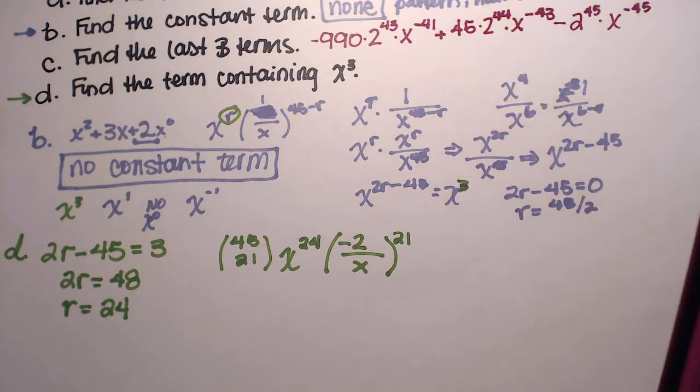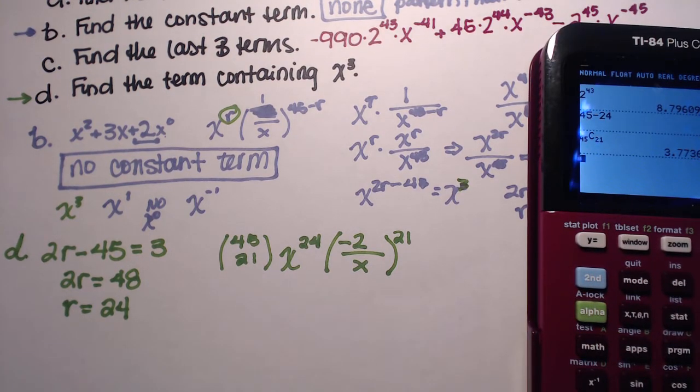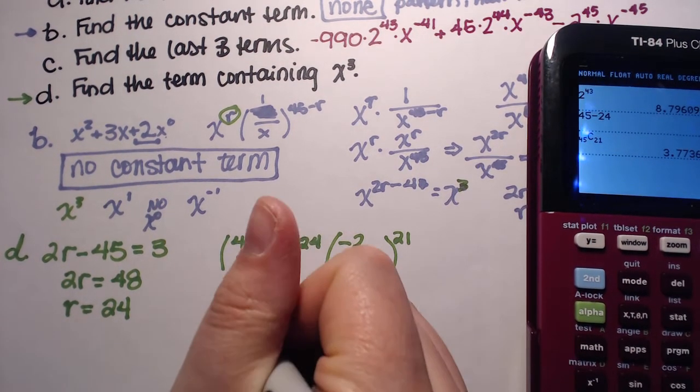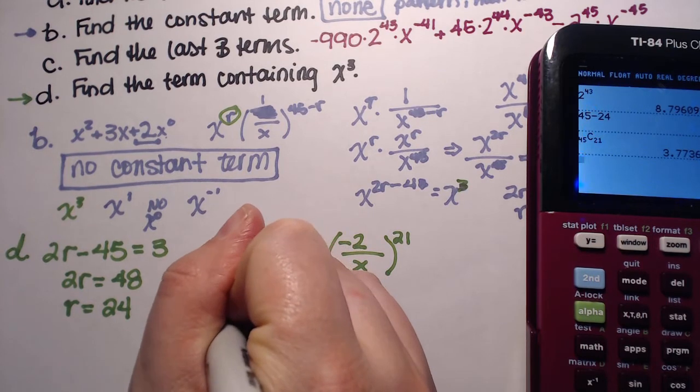Oh, what was it even asking? I don't think that's what it was asking. I think I wrote it down wrong. Find the term containing x cubed if it exists, or justify why it does not. Okay, so I mean, I'm just going to keep this because it's a really big number.